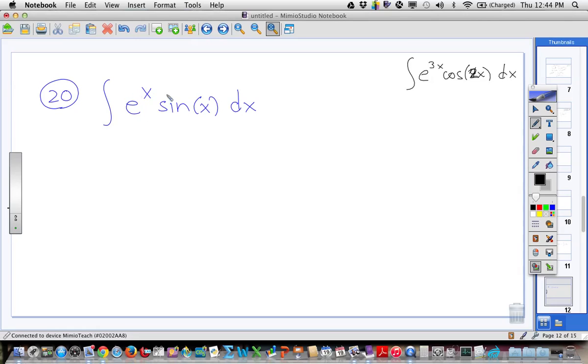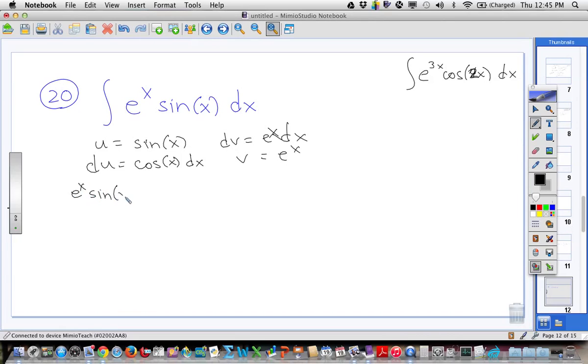All right, so on this one, we got an exponential and a trig. LIATE would tell us to let what be the u? The trig, right? Trig comes before exponential on LIATE. So the dv would be the e to the x dx, right? And so the du would be cosine x dx, and the v would be e to the x, right? And so now we follow our formula, and that would be u times v, so that'd be e to the x sine x, minus the integral of v, which is e to the x, and du, which is cosine x dx.